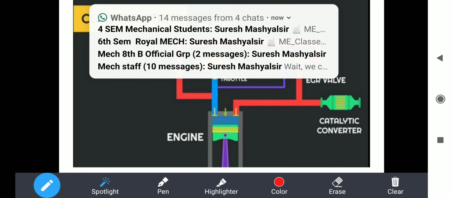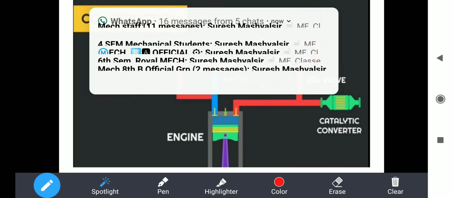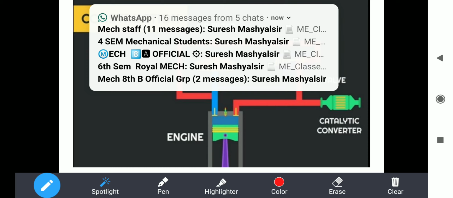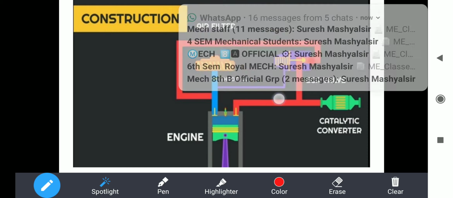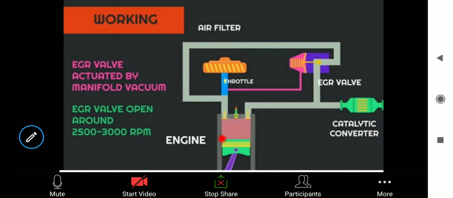EGR valves are nothing but exhaust gas recirculation valves. From here, the gases, that is carbon dioxide, enter the throttle valves, and then, once again, with a mixture of air and fuel, enter the engine. So this is the simple construction. In the next slide I will show the working, how it works.